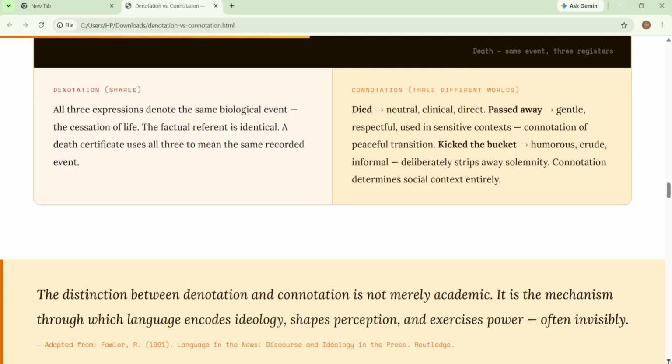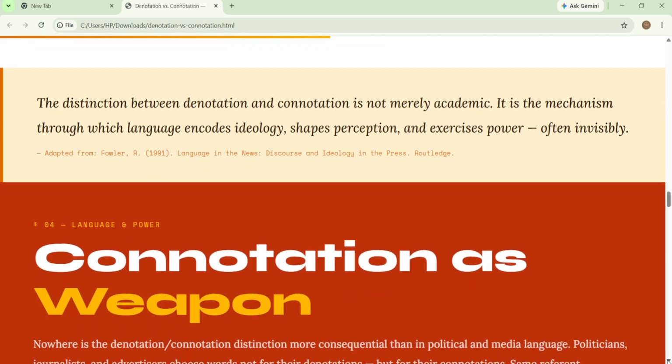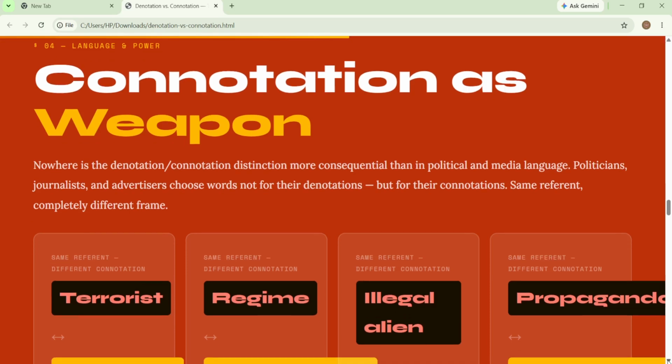Let's move forward. So here it is. The distinction between denotation and connotation is not merely academic. It is the mechanism through which language encodes ideology, shapes perception, and exercises power, often invisibly. Adapted from Fowler's work, Language in the News: Discourse and Ideology in the Press. Let's move on with language and power, part number 4, which is connotation as a weapon.